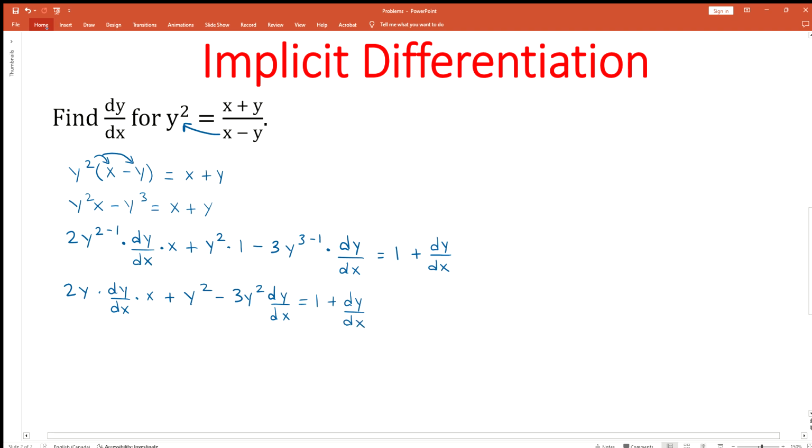In the first term, we can multiply 2y and x. I get 2xy.